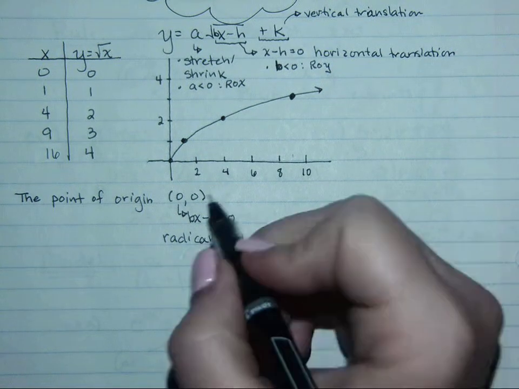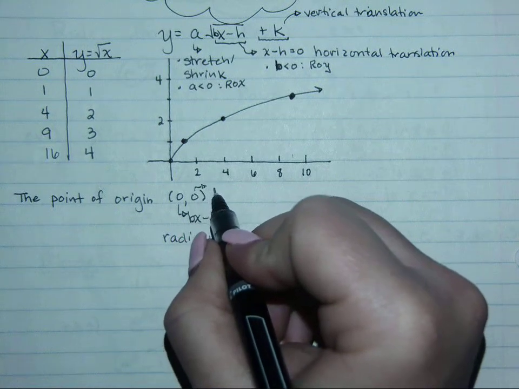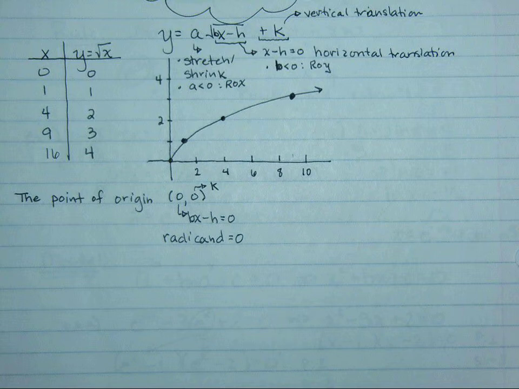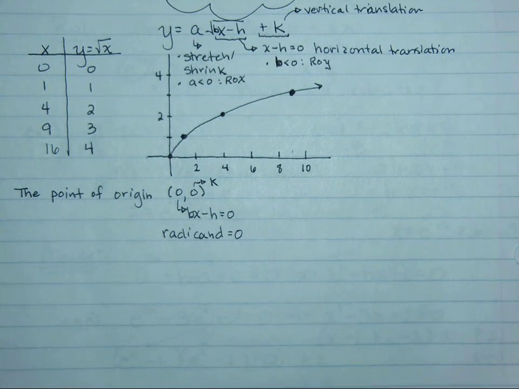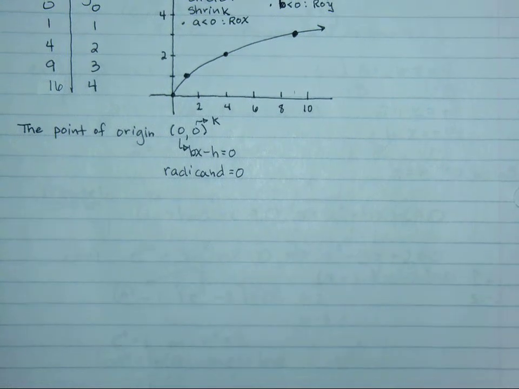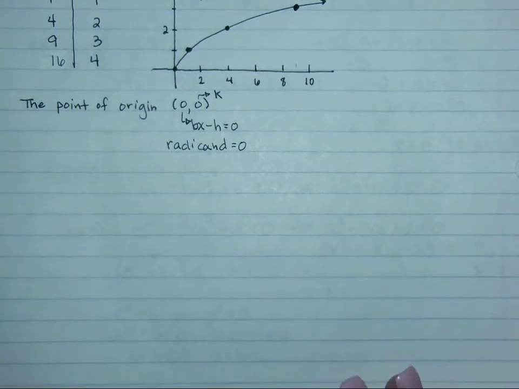And then my y coordinate will change to be whatever the k value is. Right? And you'll see that happening. All right, so you're going to start off with the point of origin being 0, 0, and then that's going to change as we change those two components.